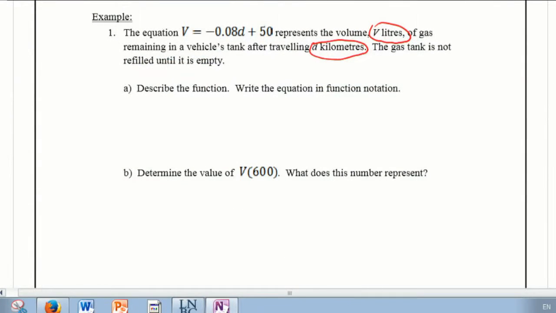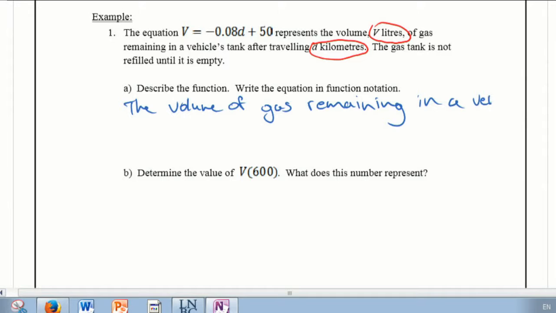So as a general statement, the volume of gas remaining in a tank, I guess, in a vehicle's tank, not to be confused with a real tank, is a function of distance traveled.